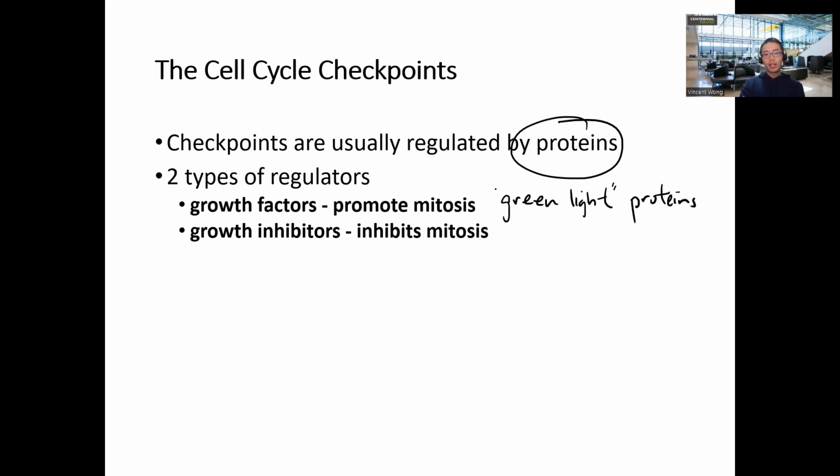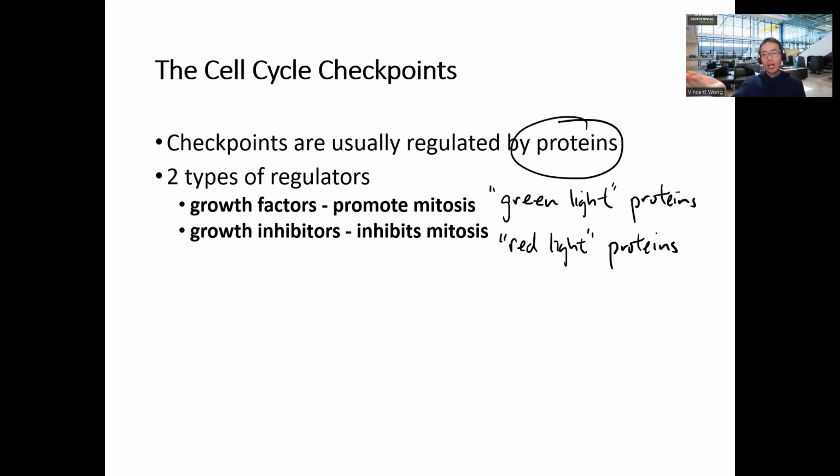Okay. So think of it, visualize it in your head. If you see a green light, you are allowed to go. On the other hand, we have growth inhibitors, which inhibit mitosis. These are what we call red light proteins. They are responsible for turning on the red light and telling you to not go. You're not allowed to divide.